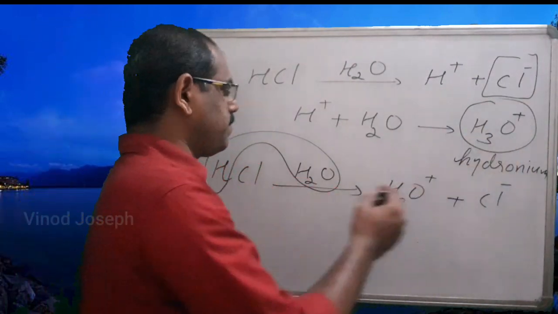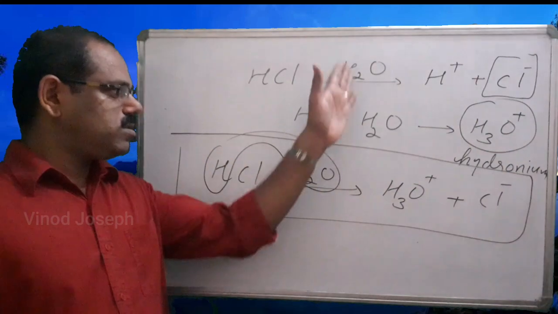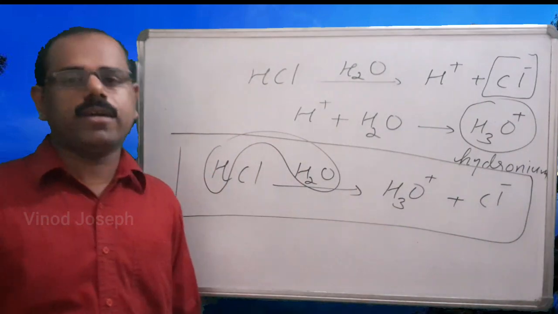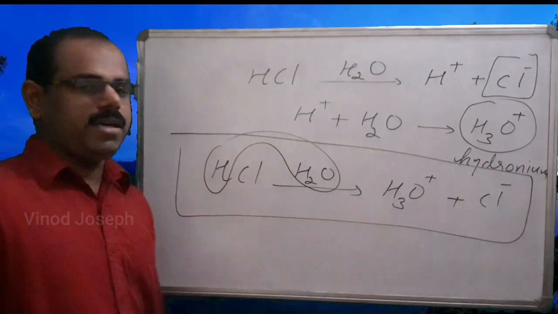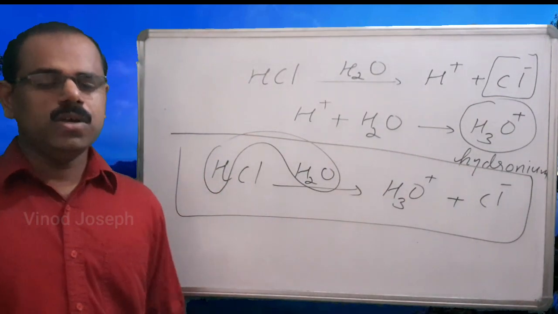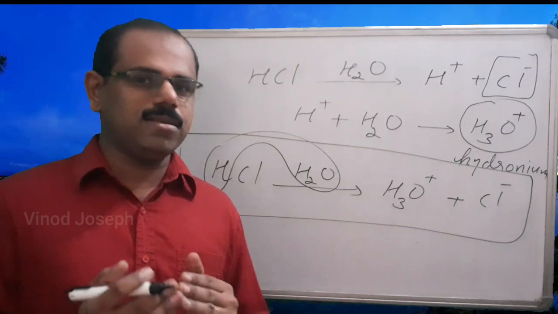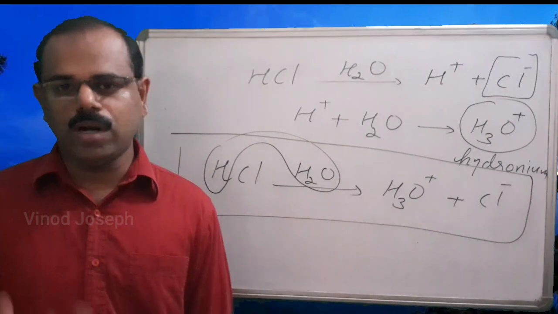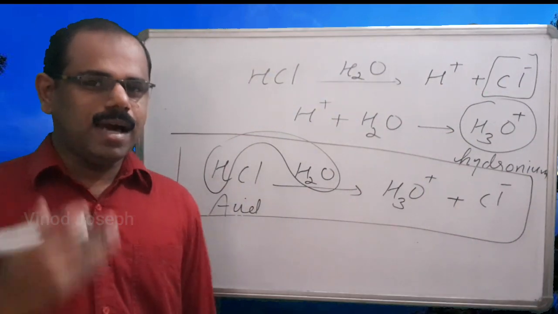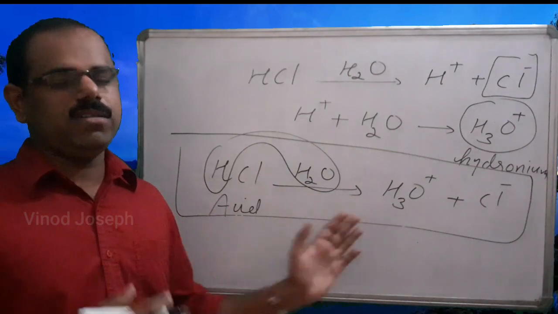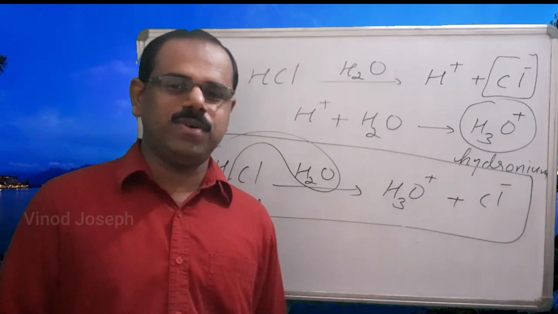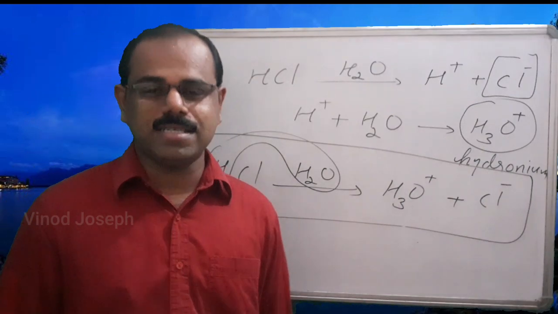The same is written here. You can write these equations in two steps, or you can write them as I have written here in a single reaction. Both are correct. So mind that. Here HCl in water gives a hydronium ion as well as a chloride ion. So whichever substance gives a hydronium ion in water can be called an acid. So what is an acid? Acid means it produces hydronium ions in water.